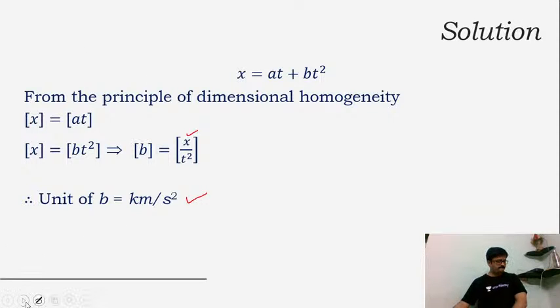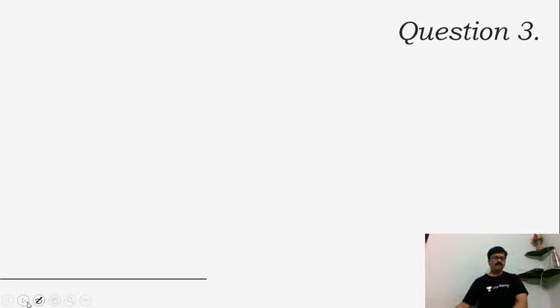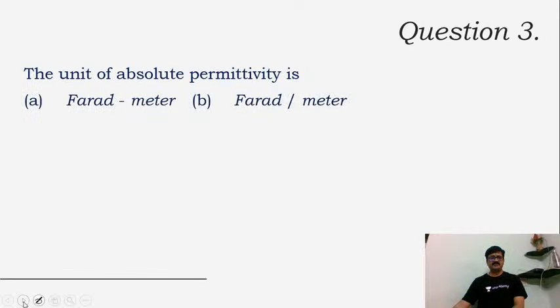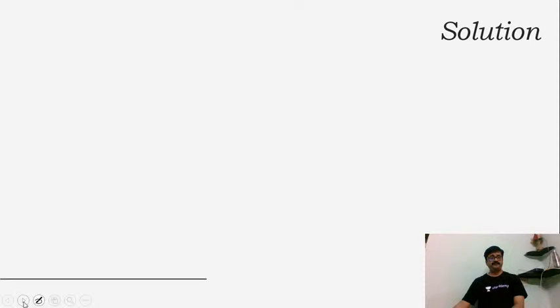Fine. Now let me just progress to next question, that is question number 3, my dear friends. Now the question number 3 reads: the unit of absolute permittivity is. So here we have farad meter, farad per meter square. Option D, farad. Okay. Now if you just concentrate here.